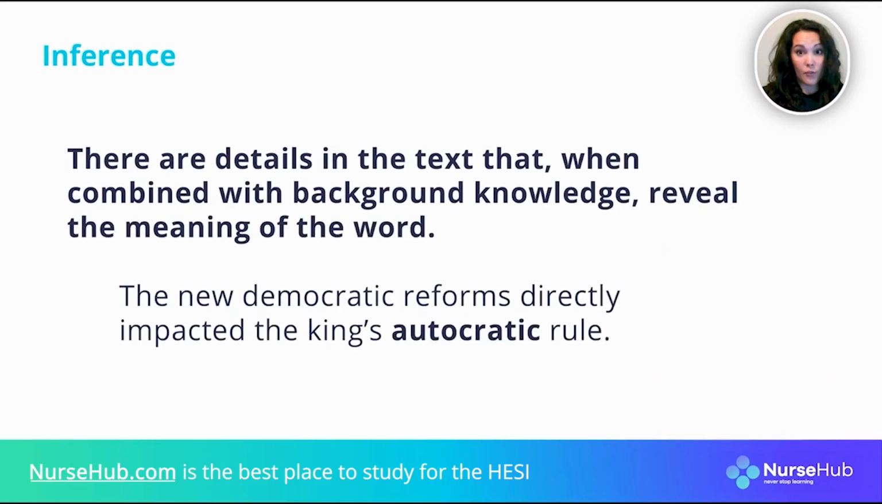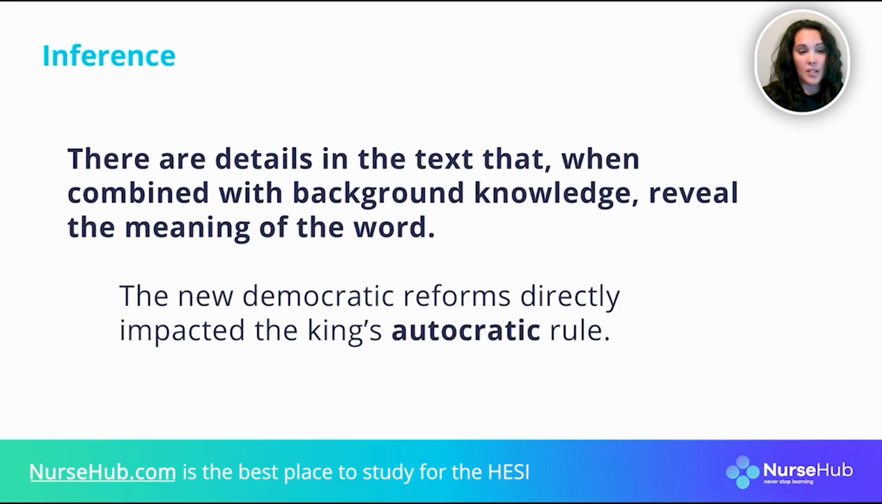All right, let's take a look at inference context clues now. These are details in the text that, when combined with background knowledge, reveal the meaning of a word. So here is our sentence. The new democratic reforms directly impacted the king's autocratic rule. Okay, so these are a little bit harder.